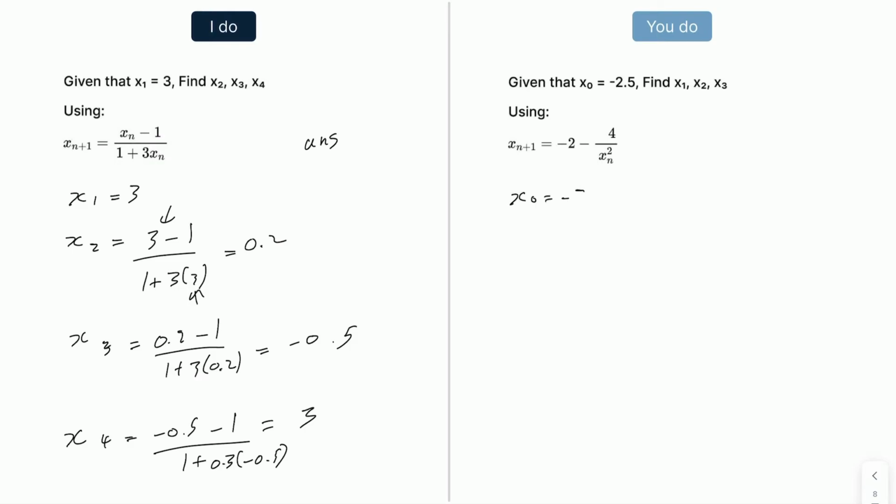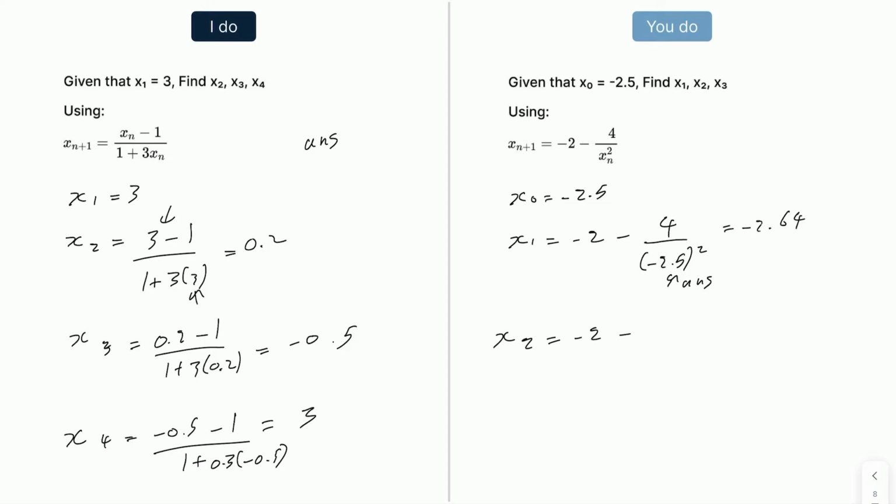x0 is minus 2.5. Now you want to be careful how you type this in the calculator, because you definitely want to use the brackets. You get the minus 2 there, minus 4 over minus 2.5, and then the square is outside the bracket, and that gives you minus 2.64. Now, I highly recommend that you replace the x with the ANS button on the calculator. Okay, just use the arrow keys, change that, and just hit equals twice, and you'll get your next two answers.